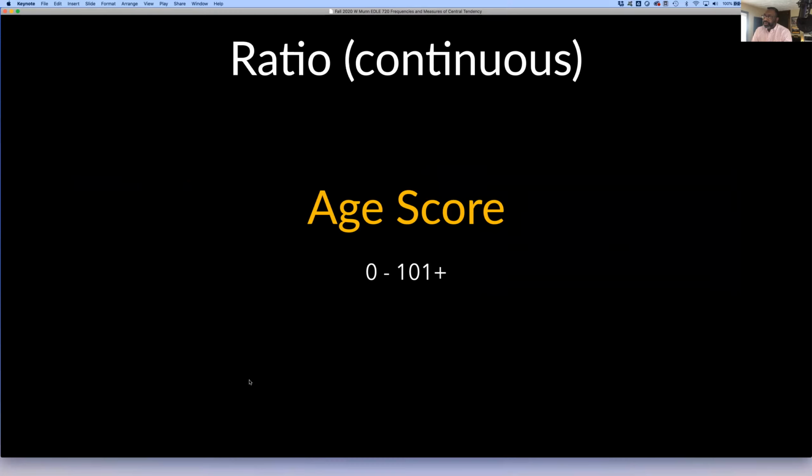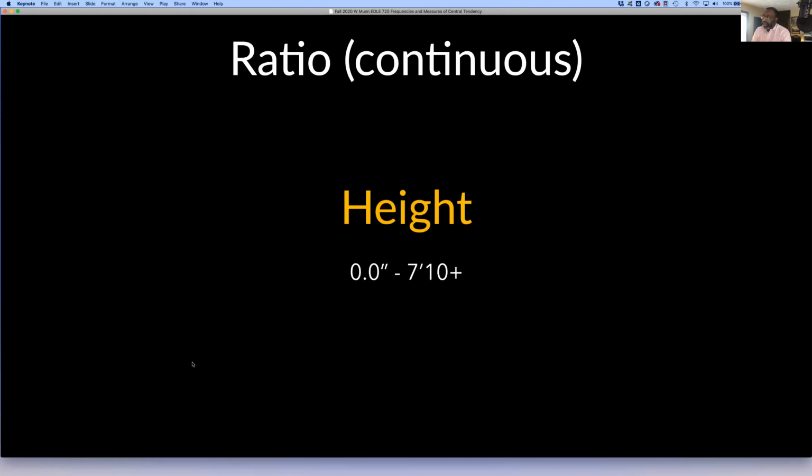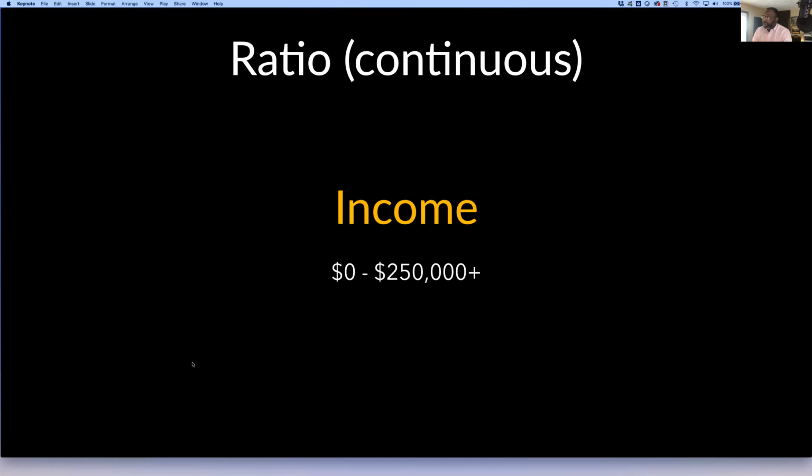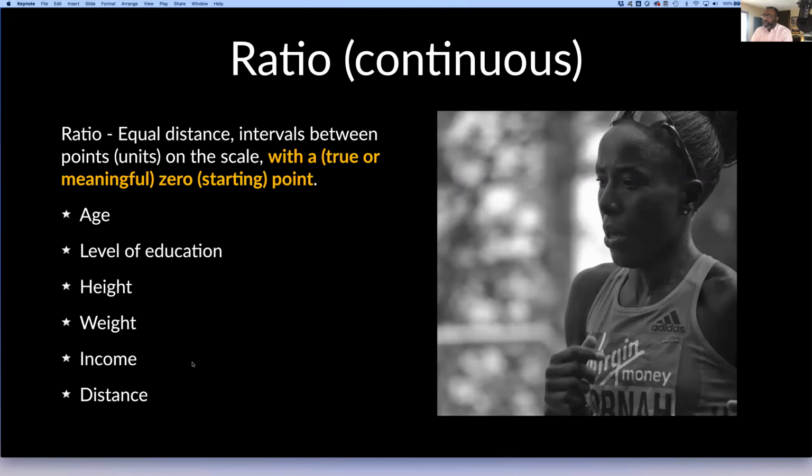Age, 0 to 101. Level of education, 0 to 28 plus. Height, you can be as tall as you want. Income, you can make as much money as you'd like, or 0. So did that make sense? I kind of flew through that.